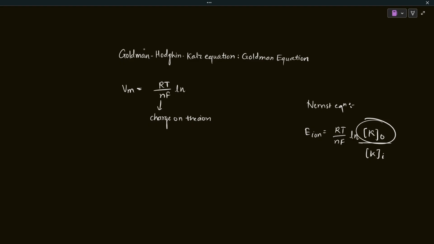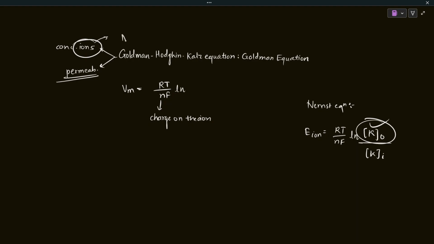But the Goldman-Hodgkin-Katz equation considers two things. First, the concentration of ions across the membrane, like on the extracellular side as well as the cytosolic side, and it also considers the permeability factor, like what is the relative permeability for that particular ion. That is why in the equation both of those terms are taken into account. And the ion concentration is not just for one ion, it considers all of the ions.